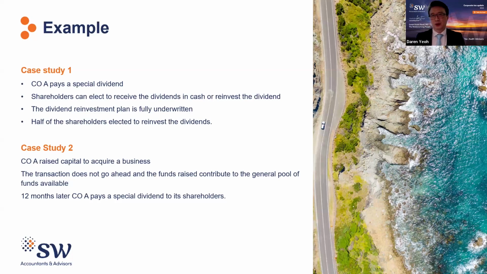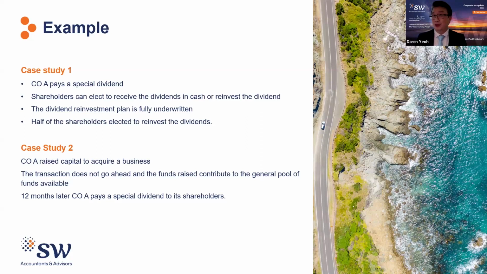So let's look at two case studies. Company A pays a special dividend. The shareholders can elect to receive the dividends by way of cash or to reinvest the dividend. The dividend reinvestment plan was fully underwritten, and half of the shareholders elected to reinvest the dividends.